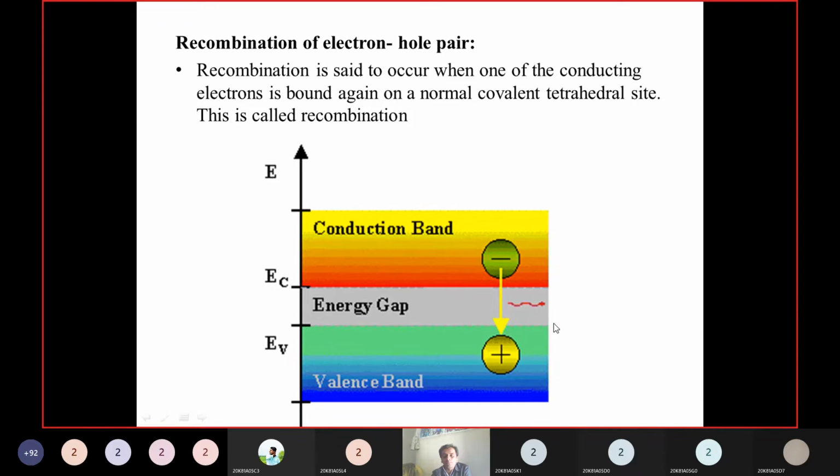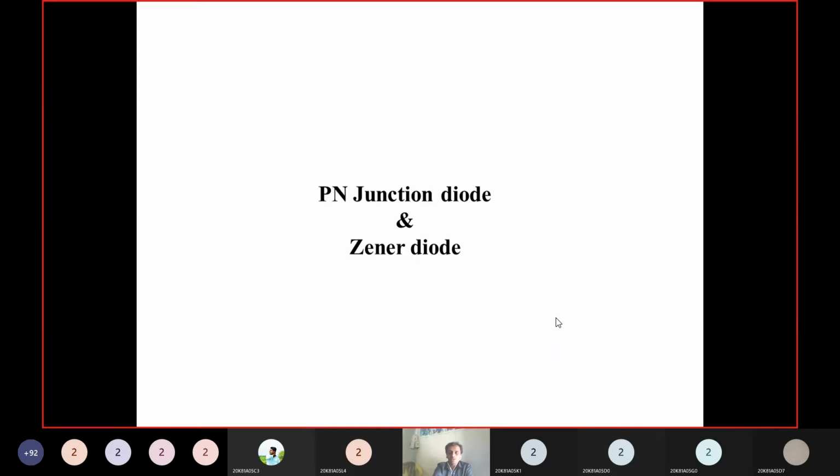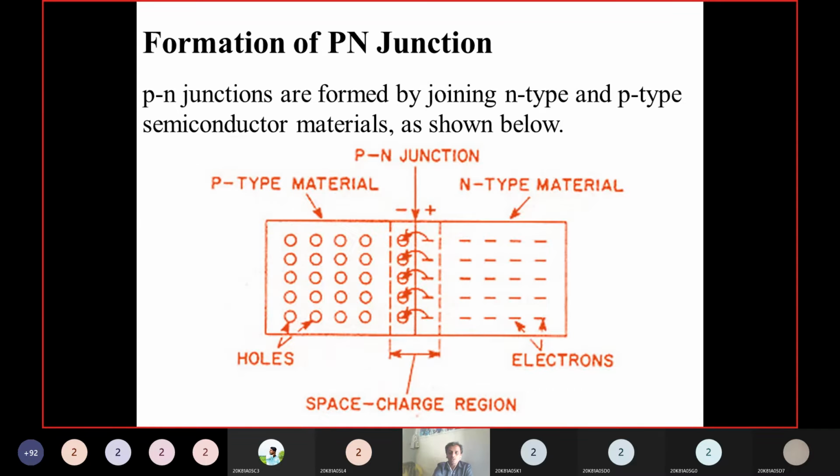Now coming to the PN junction diode and the Zener diode. First we will discuss the PN junction diode. In a PN junction diode, there is a P region as well as an N region. In the P region, holes are the majority charge carriers. Similarly, in the N region, electrons are the majority charge carriers.